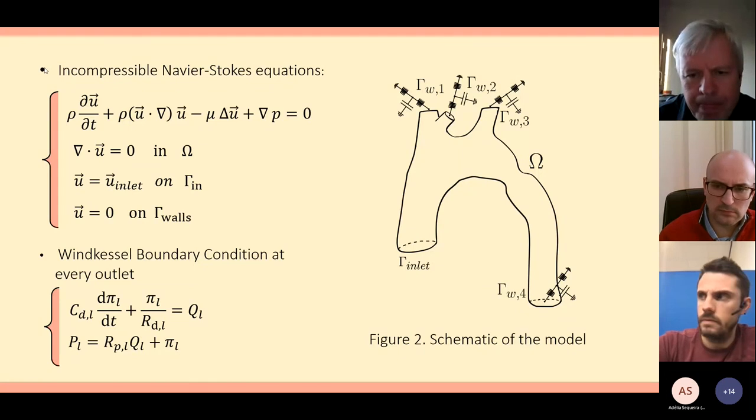Yeah, it's a good question. A couple of months ago, we worked on exactly this problem using 4D flow.